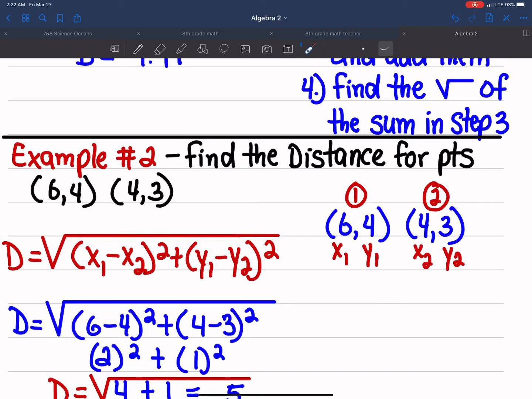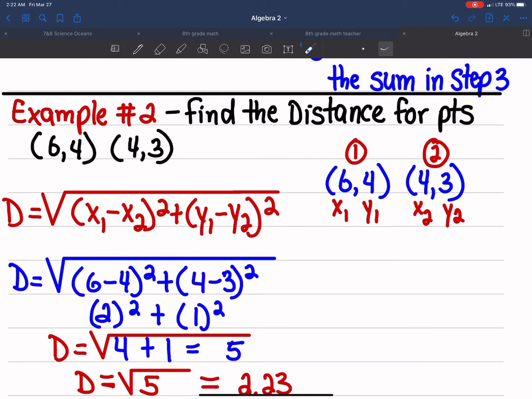Anyway, so I have (6, 4) and (4, 3). All right, I'm going to put those into my formula right here and right there. So x1 minus x2 will be 6 minus 4, that's going to be in parentheses squared. And then y1 minus y2 is 4 minus 3.